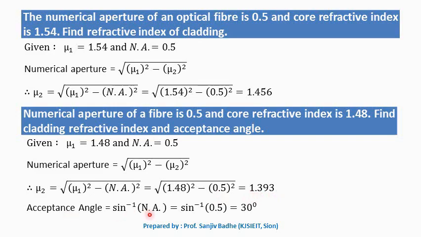Acceptance angle is sine inverse of numerical aperture. Numerical aperture is given as 0.5. So sine inverse of 0.5 is 30 degrees. So in this problem, the acceptance angle is 30 degrees. So these are the simple problems.